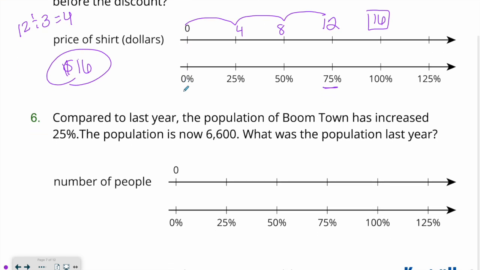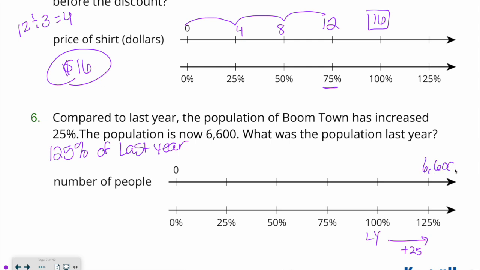Compared to last year, the population of Boomtown has increased 25%. The population is now 6,600. So last year is going to be my 100%. If we add 25%, that means we're at 125% of last year. That's where the 6,600 goes.